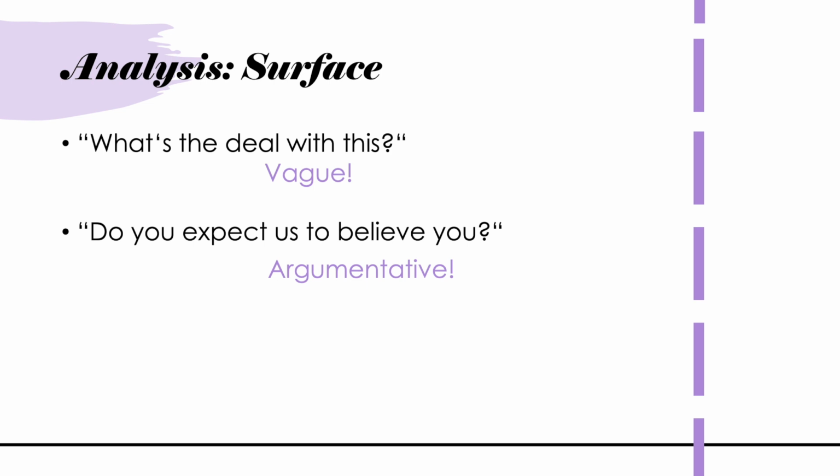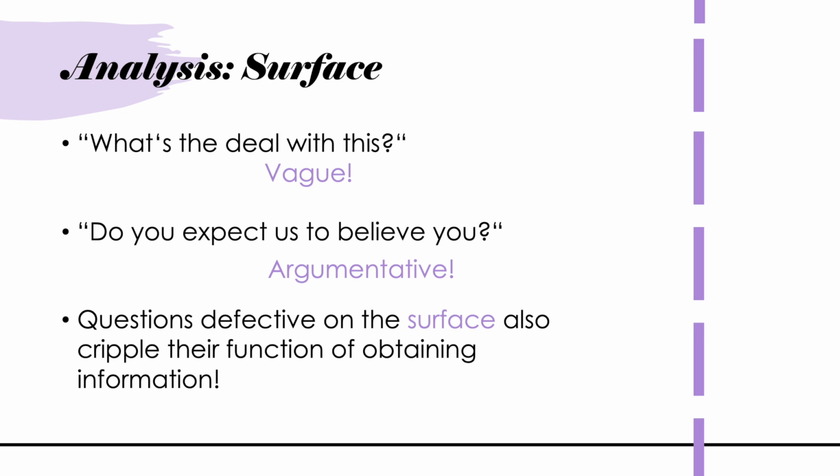This one is argumentative. Instead of seeking to obtain facts from a witness, as should be, you are trying to make a point. You're trying to attack the witness's character, the witness's person, by asking this question. Do you expect us to believe you, you liar? As in implying that the witness has just lied.